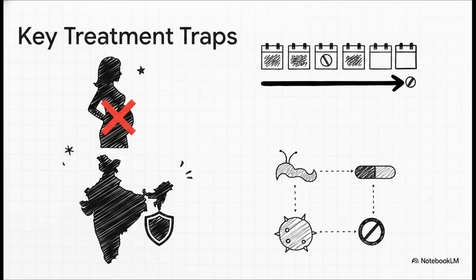Trap 6, regional resistance. Antimonials are usually first line, but there is massive resistance in Bihar, India. If the vignette mentions Bihar, your answer is liposomal amphotericin B. And finally, trap 10, species exceptions. For Leishmania guyanensis, use pentamidine. For Leishmania ethiopica, use paromomycin.